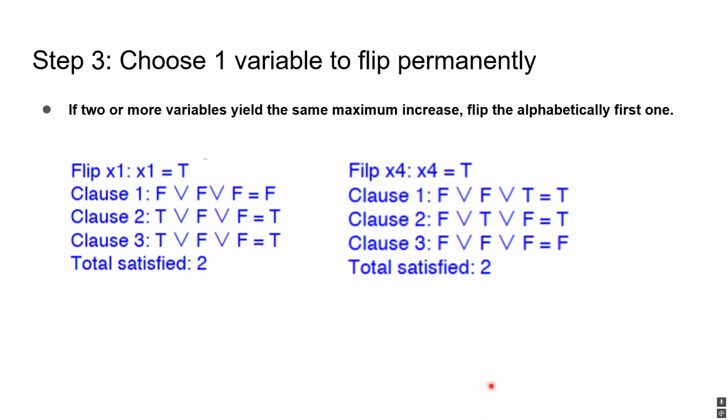Alright. Next, you'll choose one variable to flip permanently. If 2 or more variables yield the same maximum increase, flip the alphabetical first one. So, just like before, because x1 came first and it satisfies 2, then you will be flipping x1. Oh, let me recircle that better. Please, guys. But yeah, no, you're just flipping x1, because x4 comes alphabetically after.